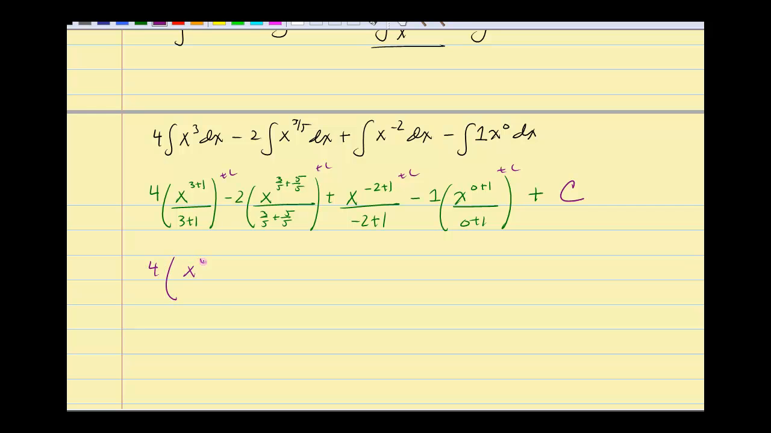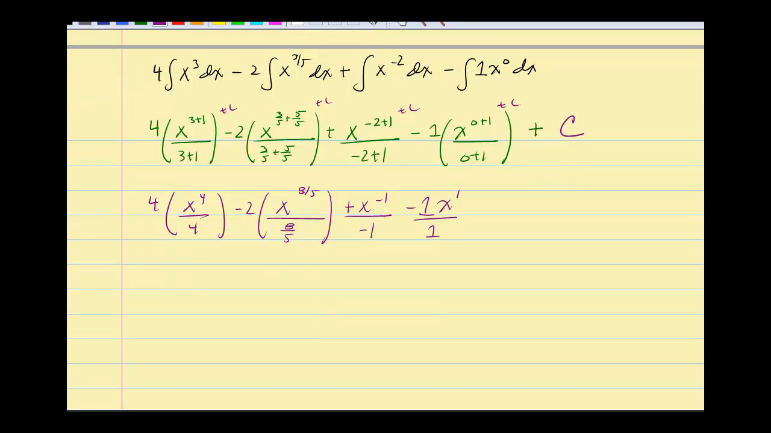So we have 4 x to the 4th over 4 minus 2 x to the 8/5, 3/5 plus 5/5 is 8/5, divided by 8/5, plus x to the negative 1 divided by negative 1. And then this is the interesting one. X to the 0 plus 1 is x to the 1st divided by 1. So what ends up happening here is when I have the integral of a constant, I just get whatever the constant is times x. And of course I have my plus c, my constant of integration.